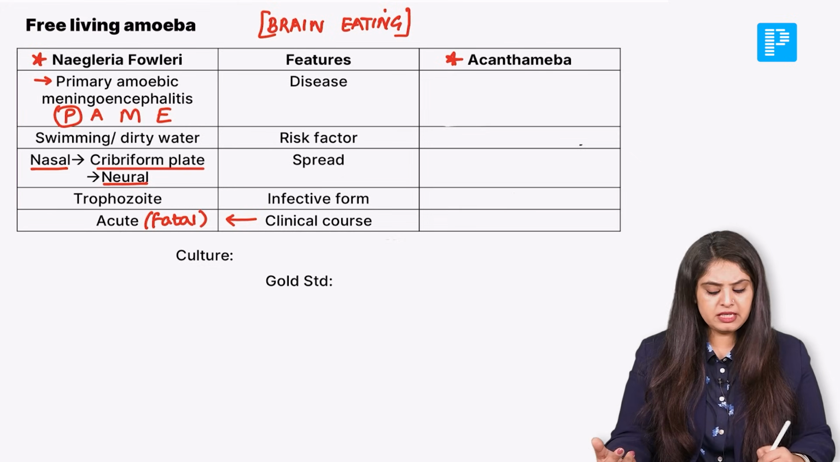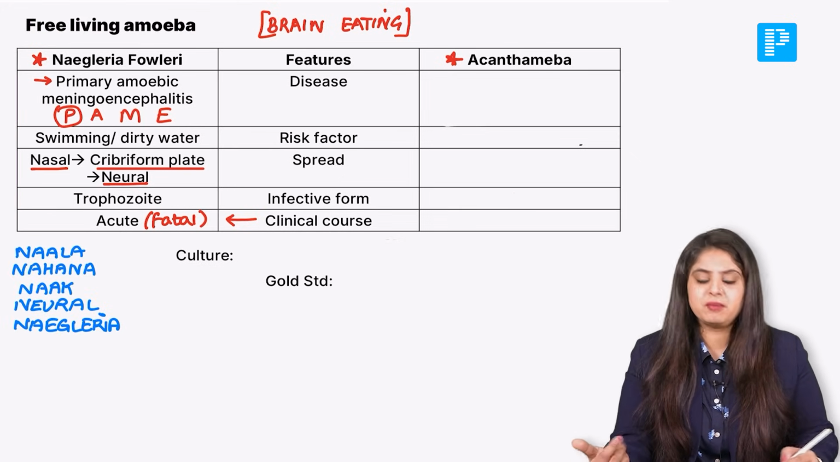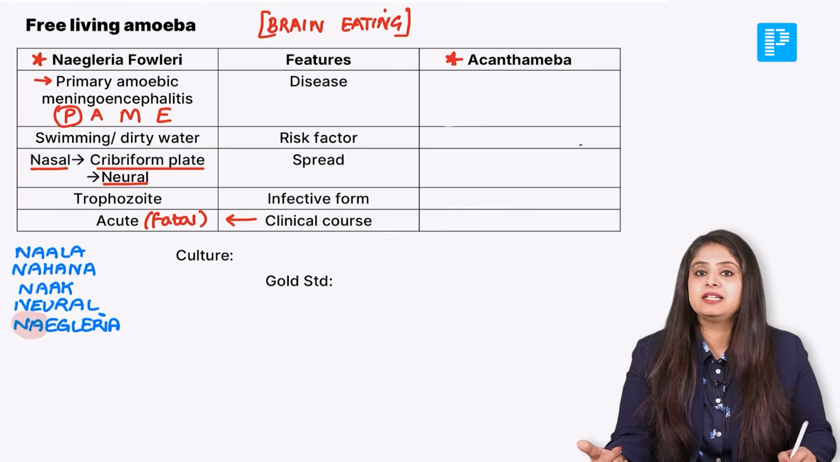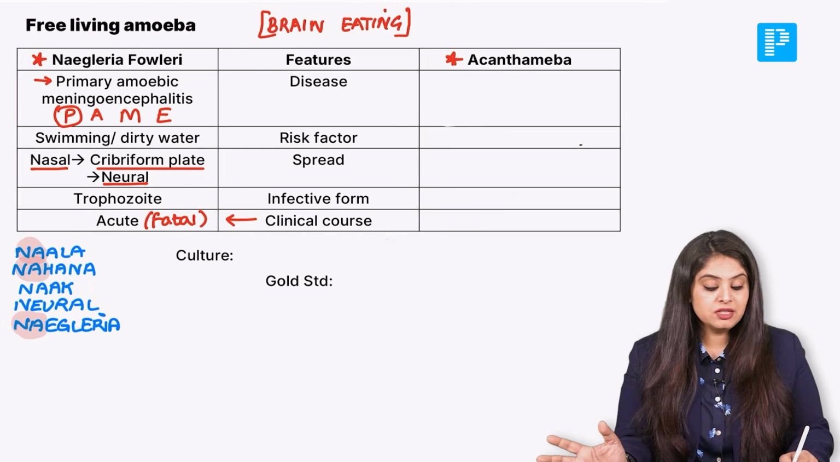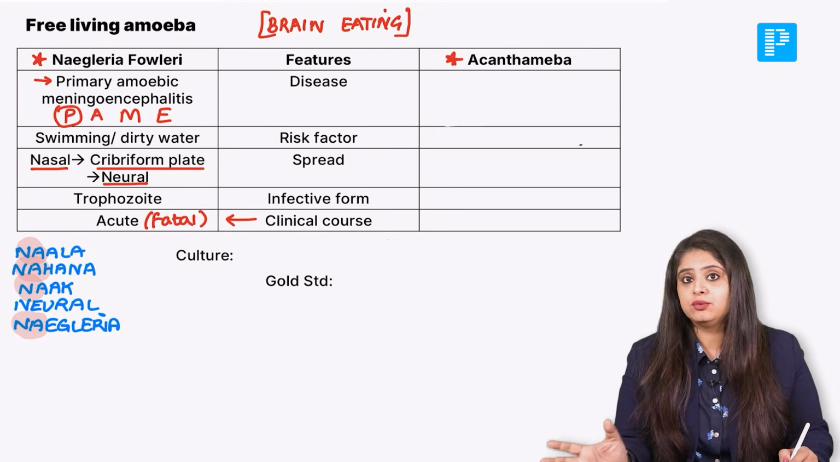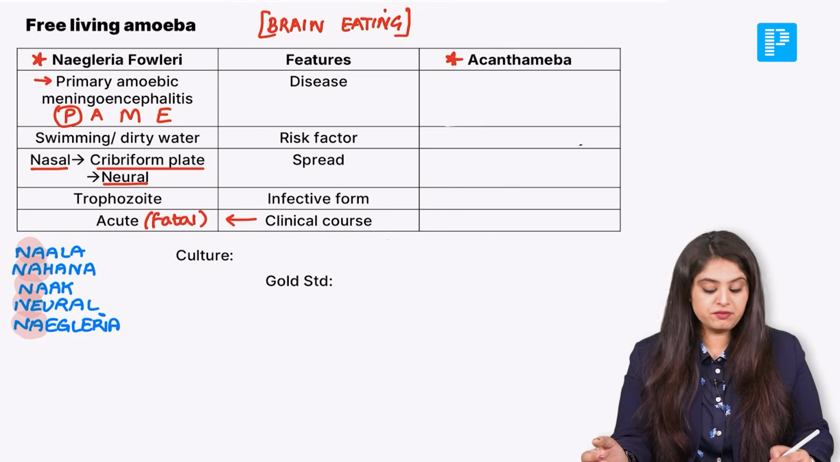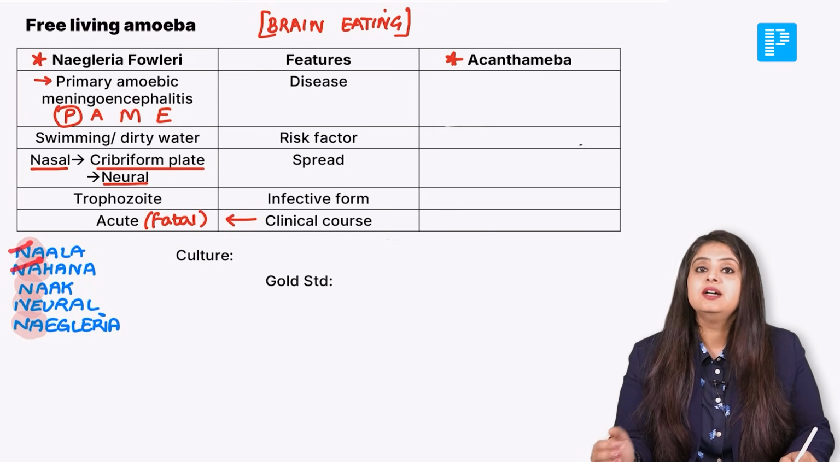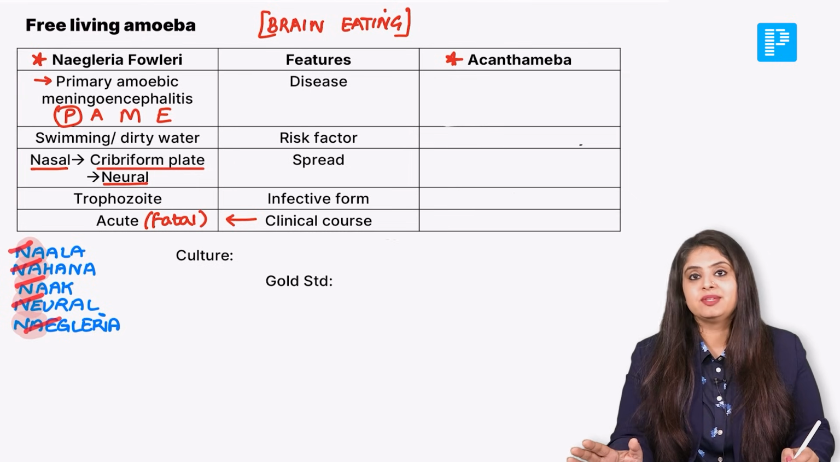There's an easier way of learning it, like a song that I'm making you learn: when you're dealing with Naegleria, they will give you a history of Nale mein nahana. So taking bath in dirty water, the water will enter through your naak, that is nose, and will go to your brain, that is neural. So if they give you a history of Nale mein nahana, naak, neural, you know you're dealing with Naegleria.